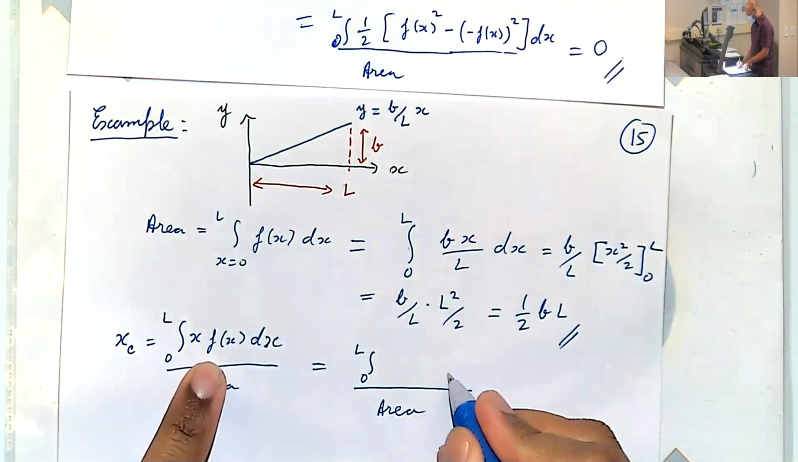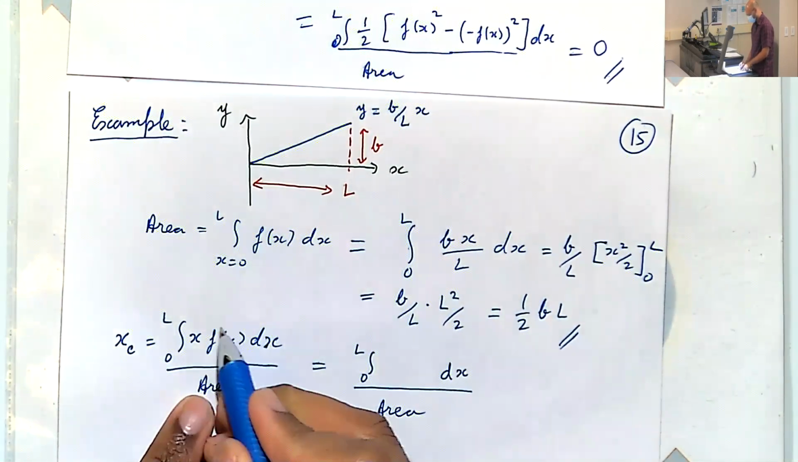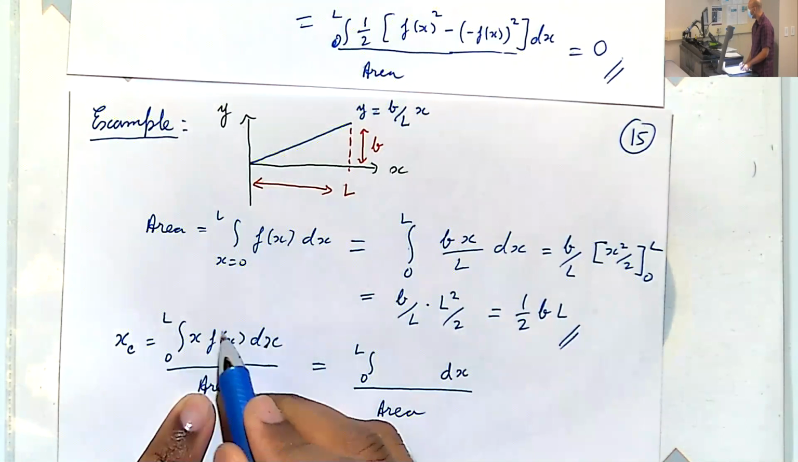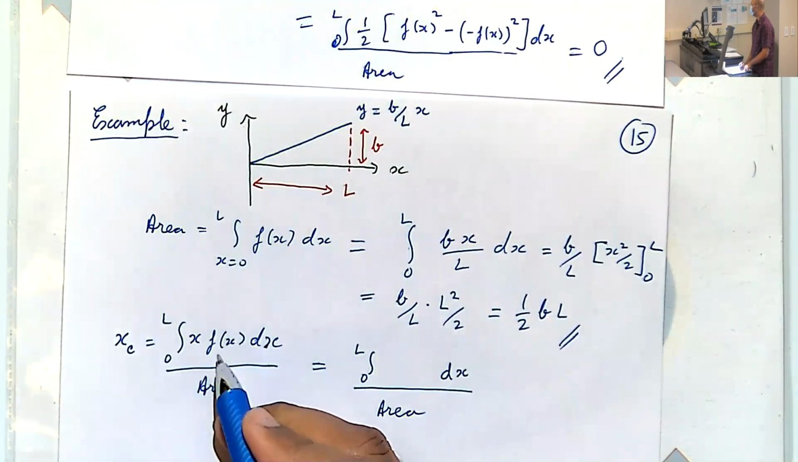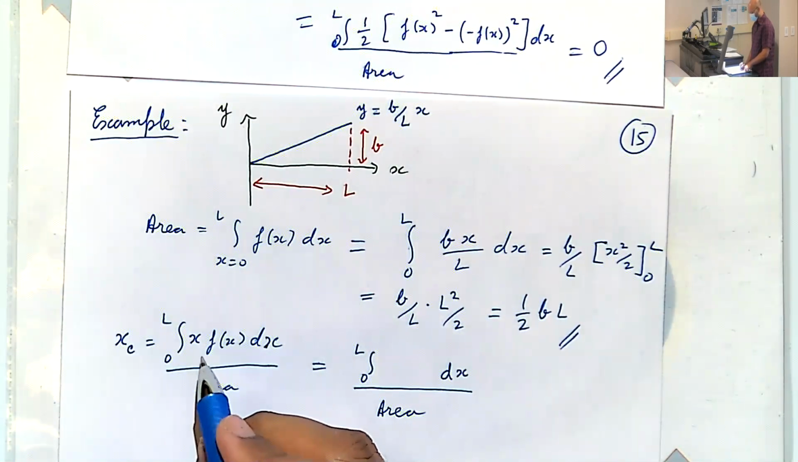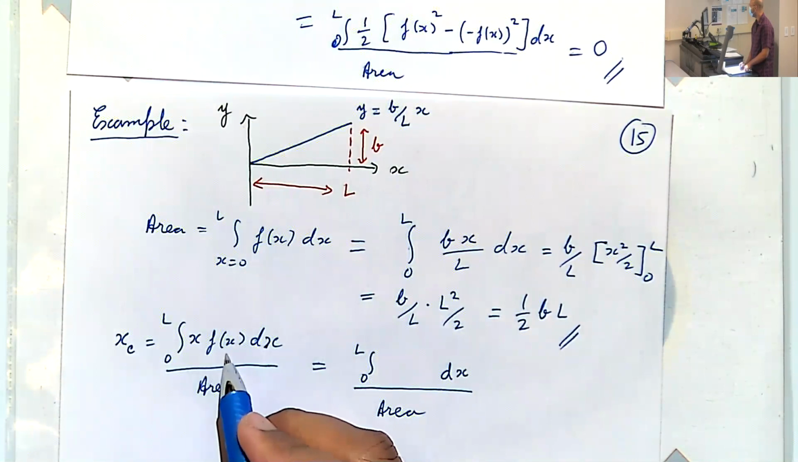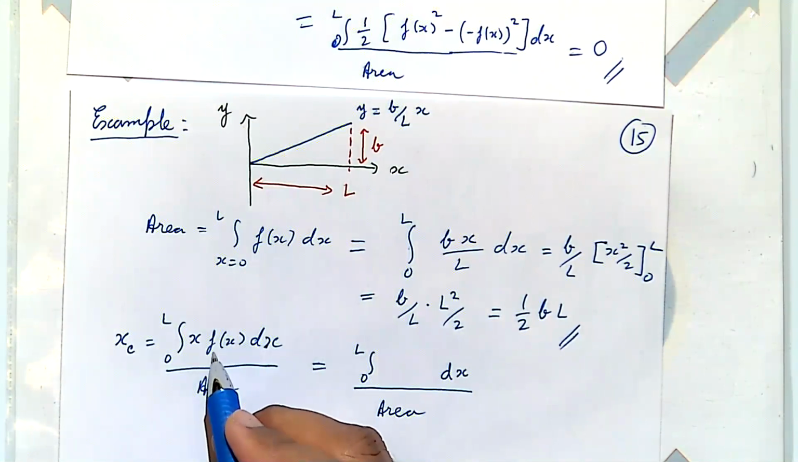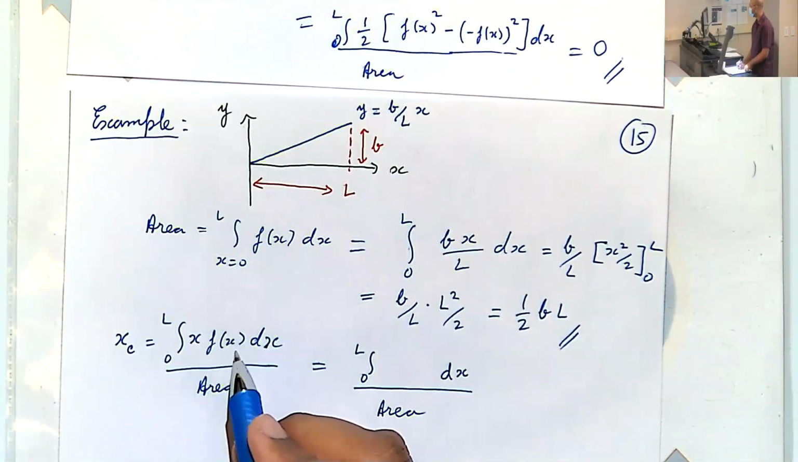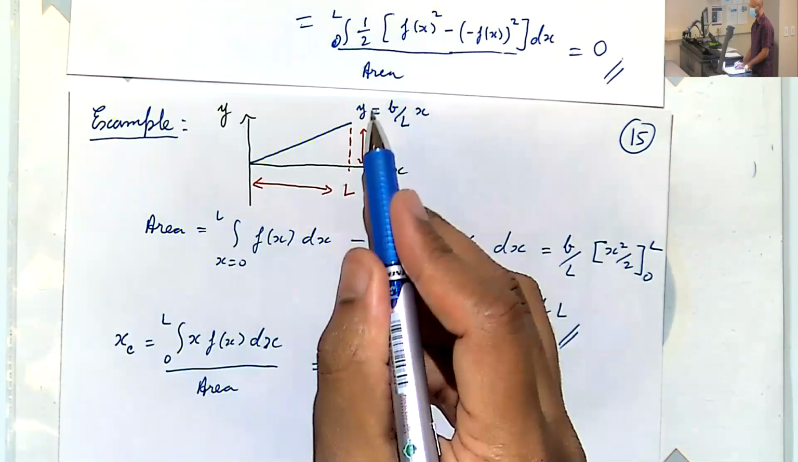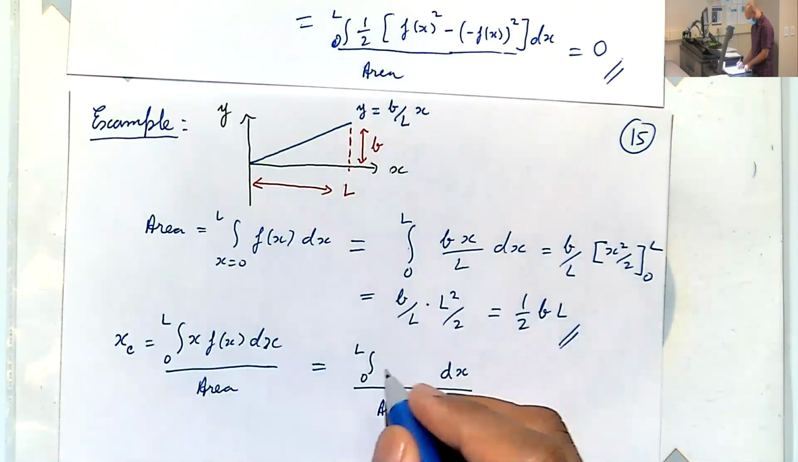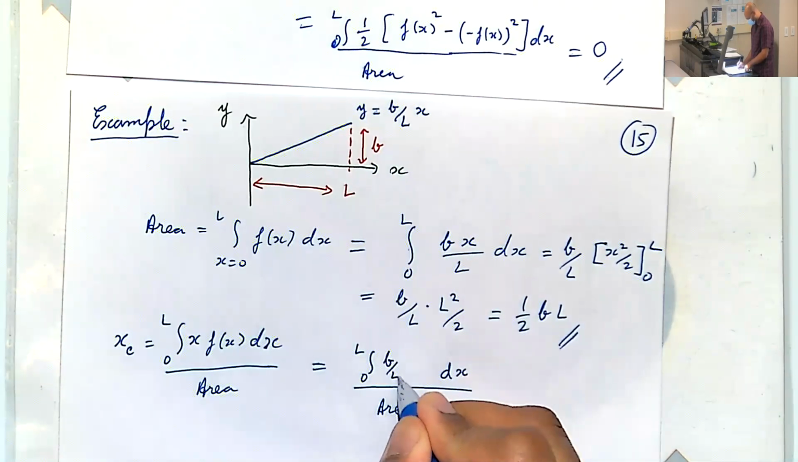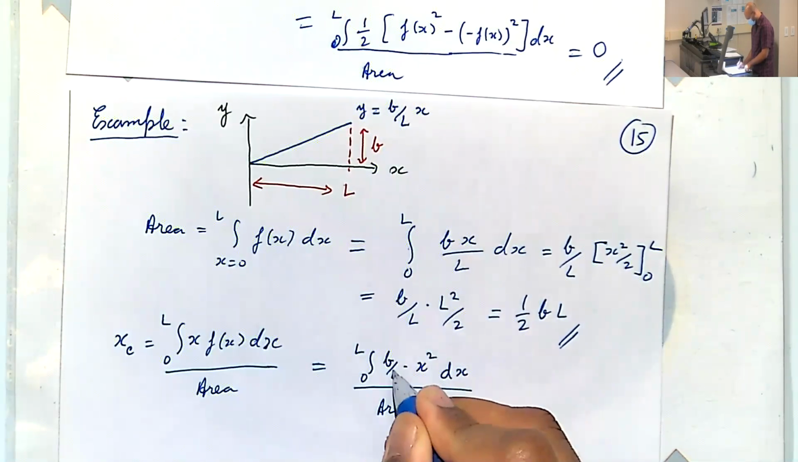Dx remains the same, but we have to simplify this. What do we write? It's just multiplication, x times f of x. X squared times b over L. Yeah, we just multiply x times f of x again, given to us here. So it is b over L times x squared.